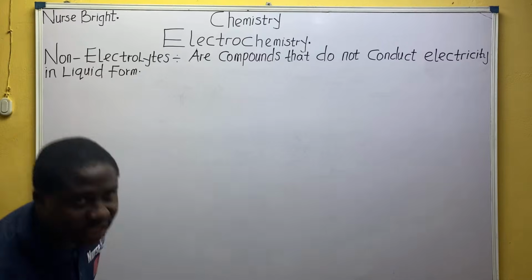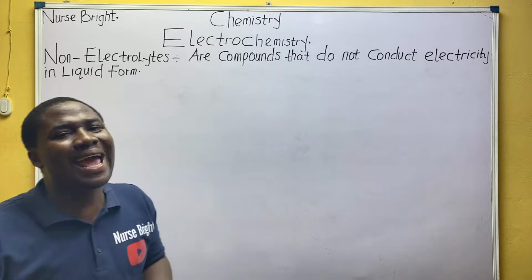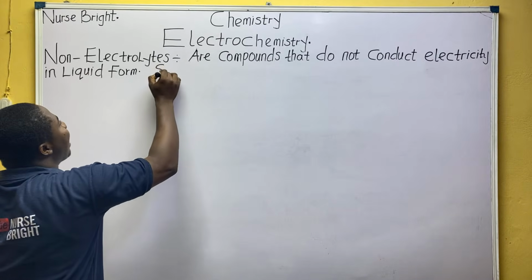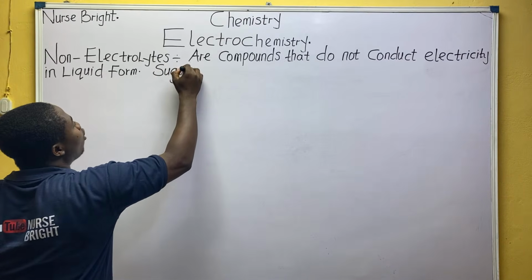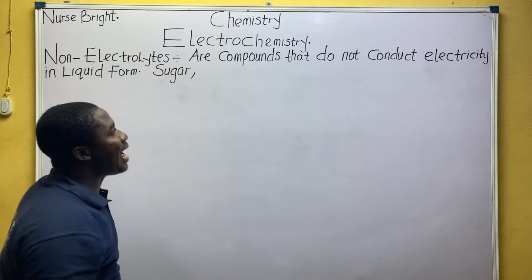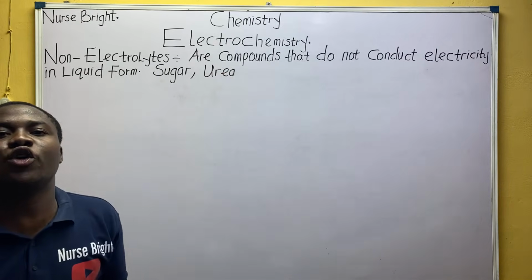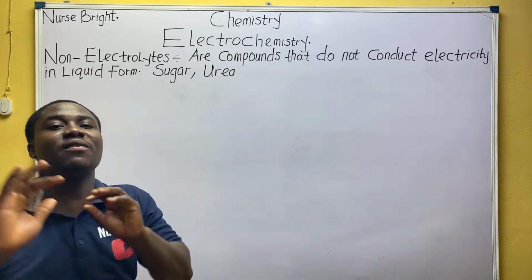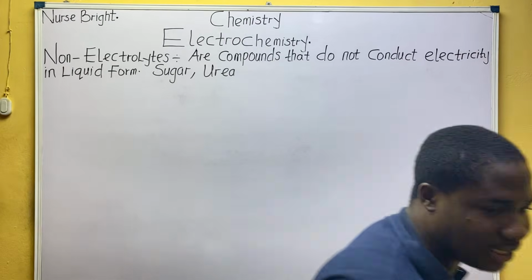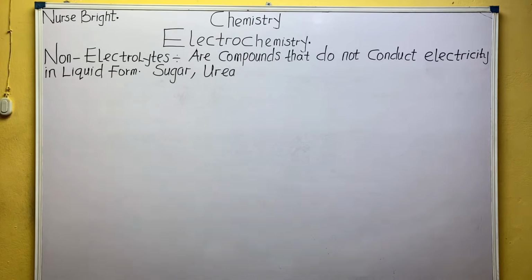So they don't. Do you understand? What are examples? E.g. sugar. Your sugar does not conduct electricity. Another example is urea, which is one of the components of your urine. I'm giving you examples that exams are tested. So these are the ones that do not.